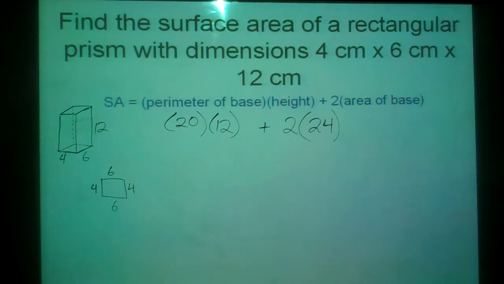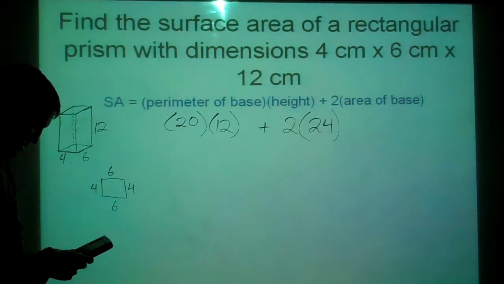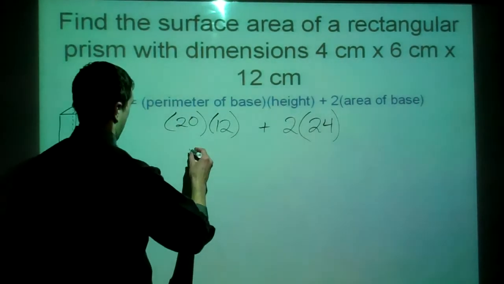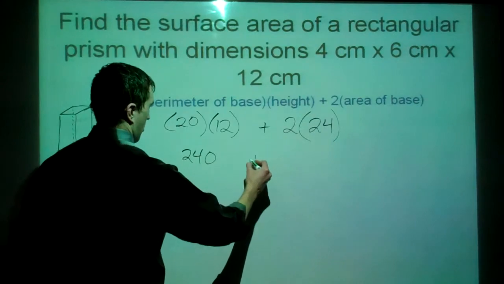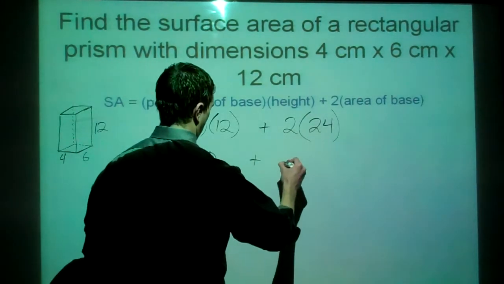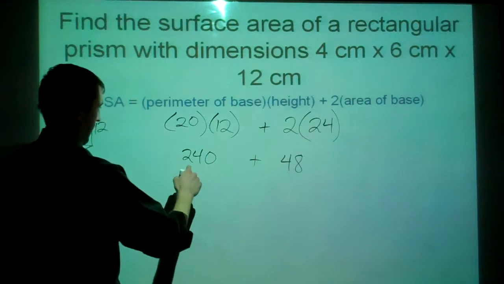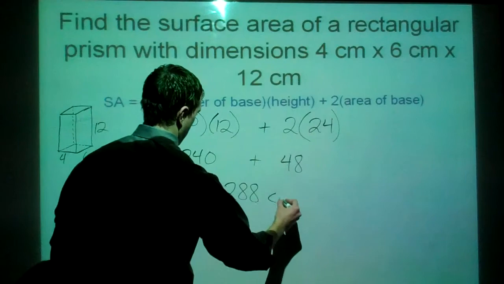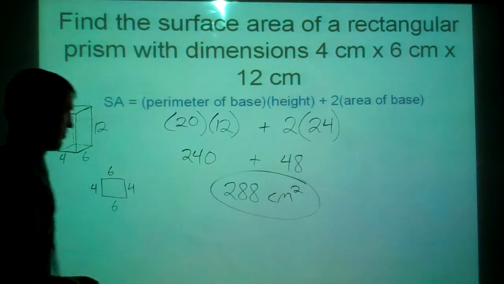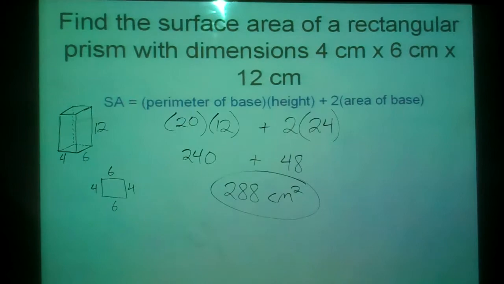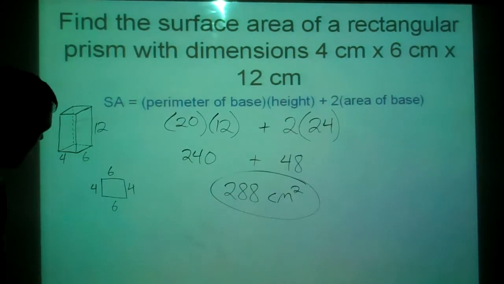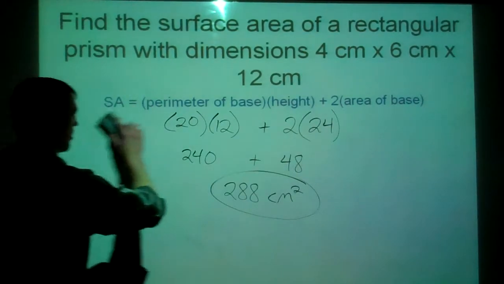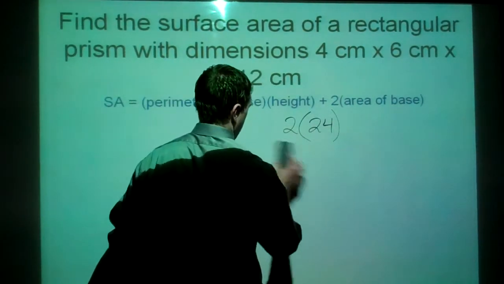So calculator tells us 20 times 12 is 240. Plus 2 times 24, which is 48. And if we add 240 plus 48, we get 288 centimeters squared. Alright, hopefully your solution matched mine. And if it didn't, you were able to see where it went wrong. Okay. Moving on to the next piece of this.